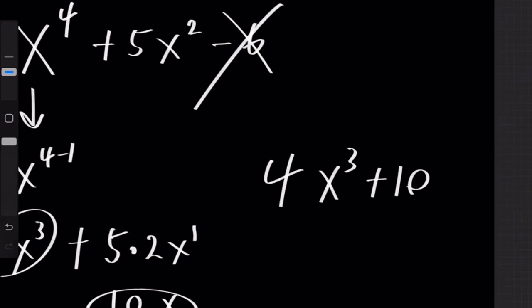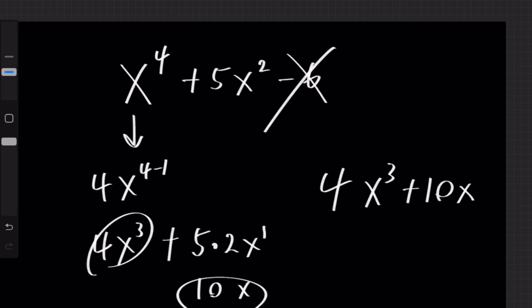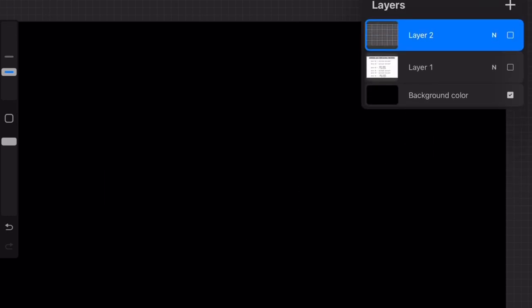Just plug it into the power rule, and it's that simple. For basic polynomials like this, just use the power rule and just add them. It's really, really simple. I don't know how I can explain this any further. We can get into more complicated functions, right?